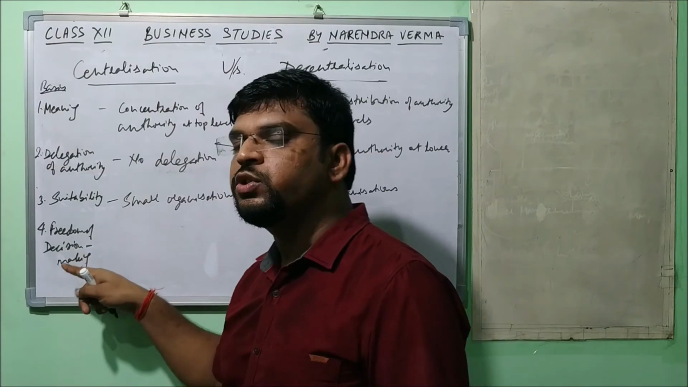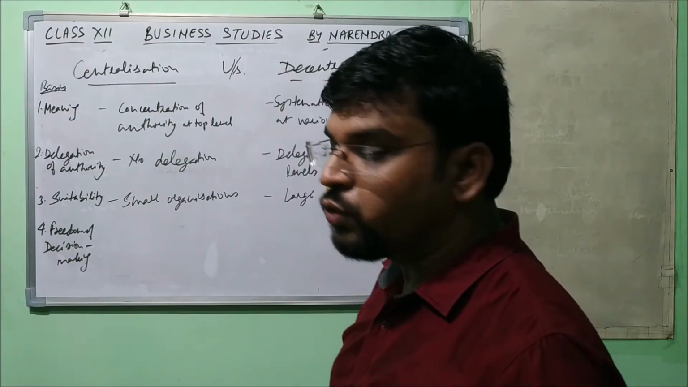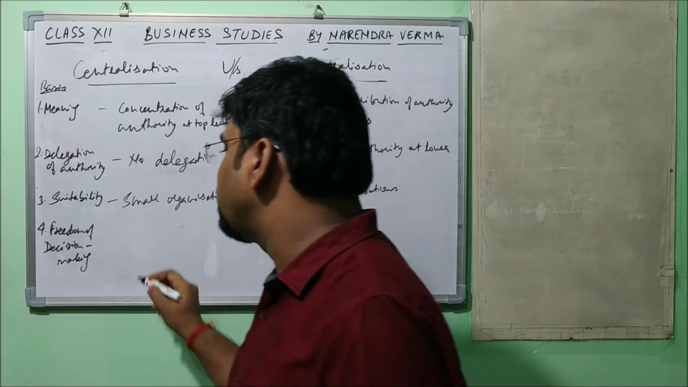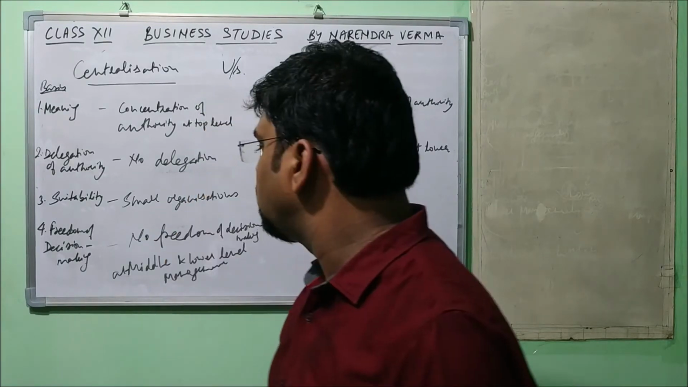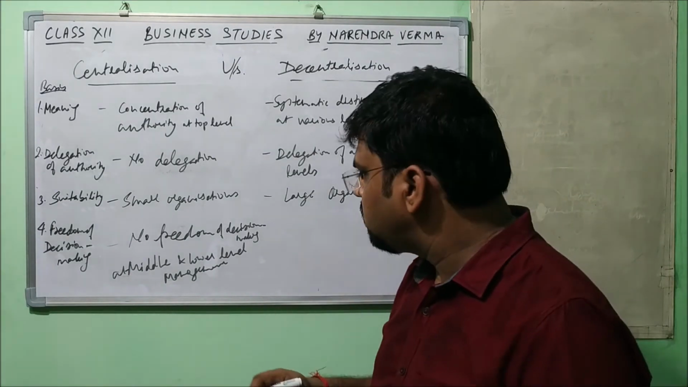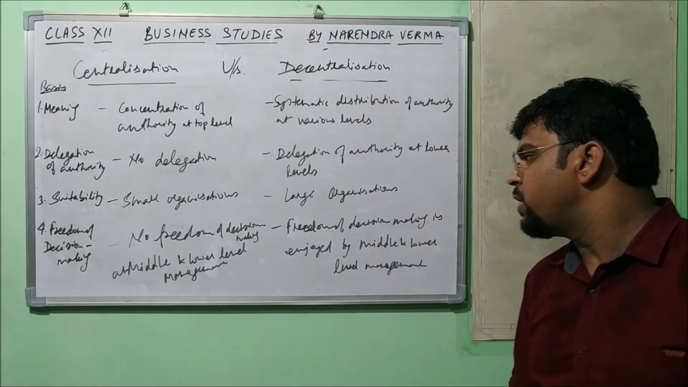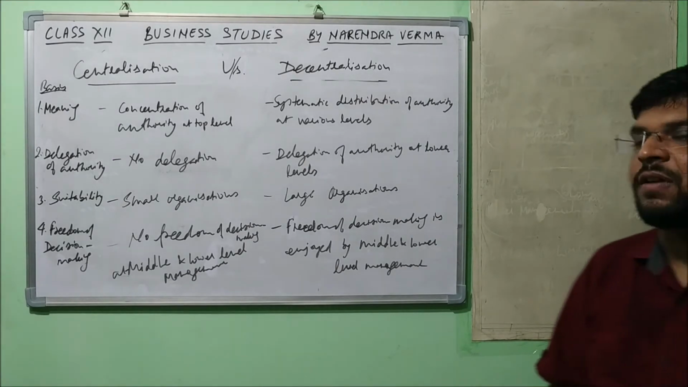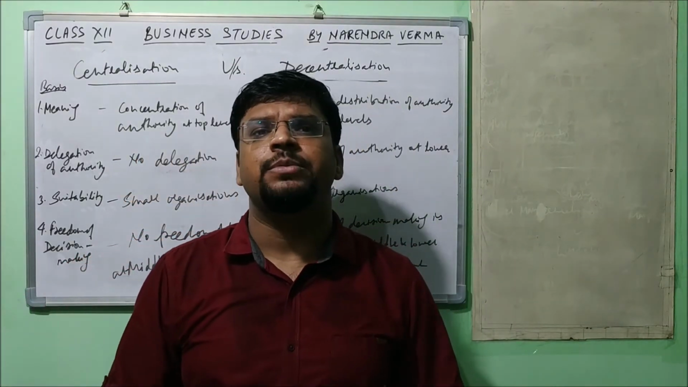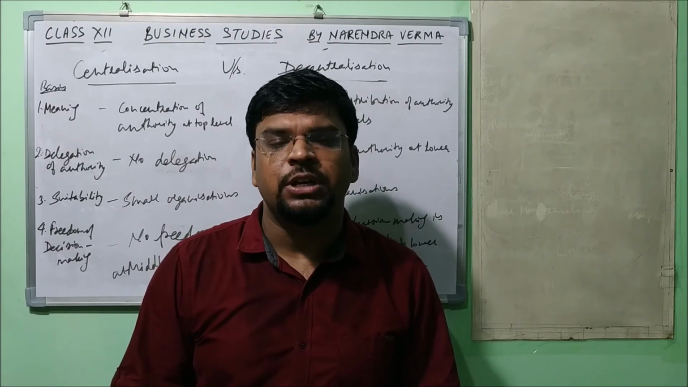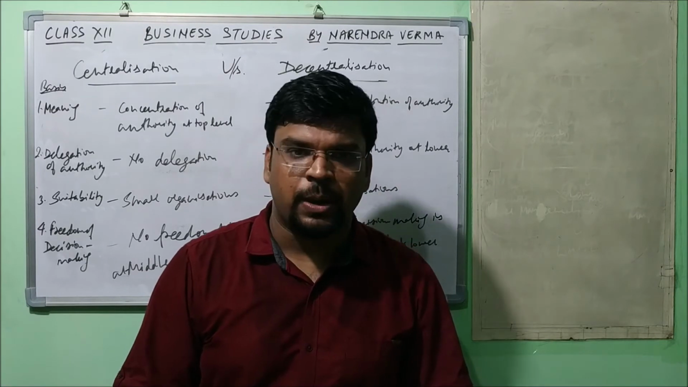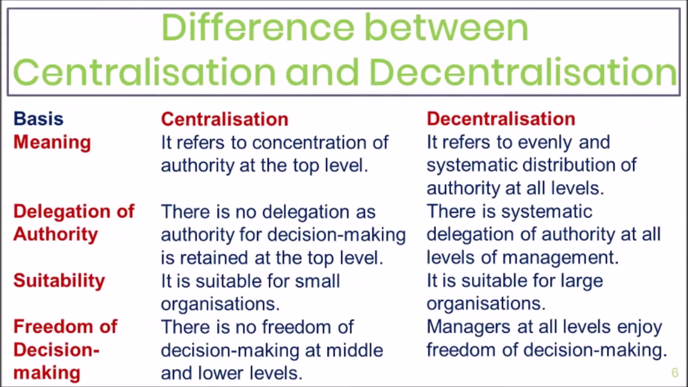Another basis, freedom of decision making. We see this point from the point of view of middle and lower level management. In centralization they do not have any kind of freedom, so no freedom of decision making at middle and lower level management. But here they enjoy freedom of decision making. Understood the point? So that is about centralization and decentralization. Sometimes in the exams the question can come: create the difference between centralization and decentralization, or how decentralization differs from centralization. So you can mention these points there.